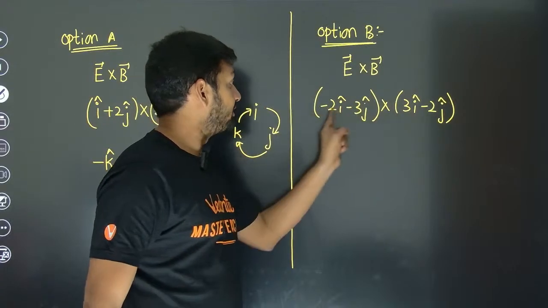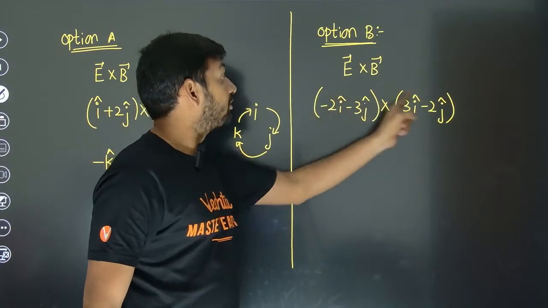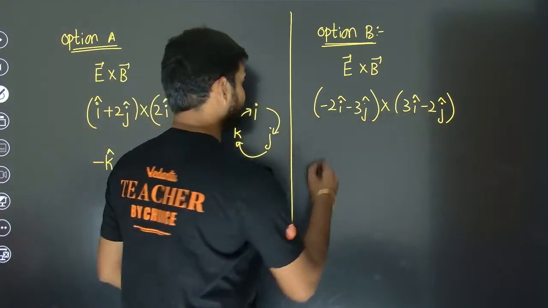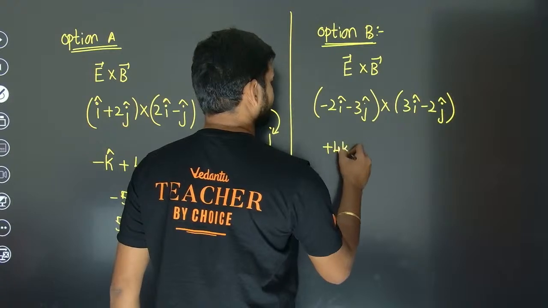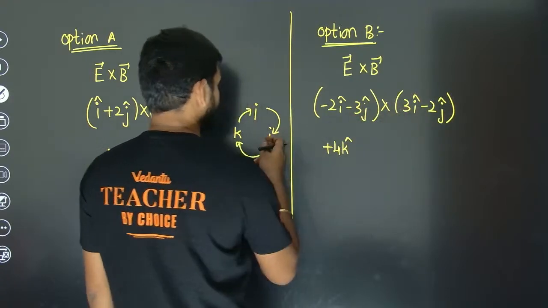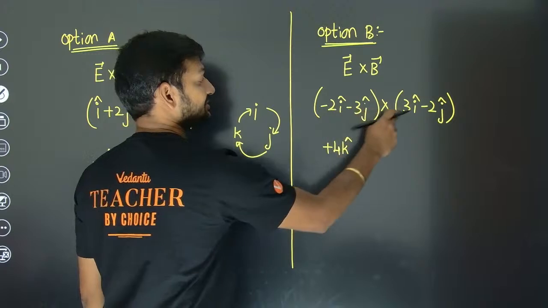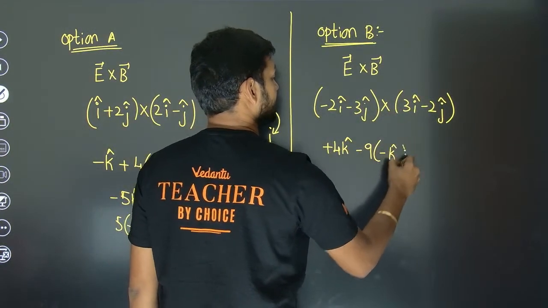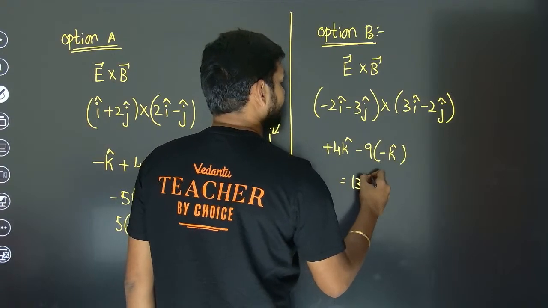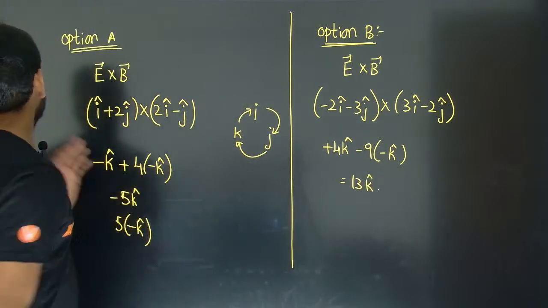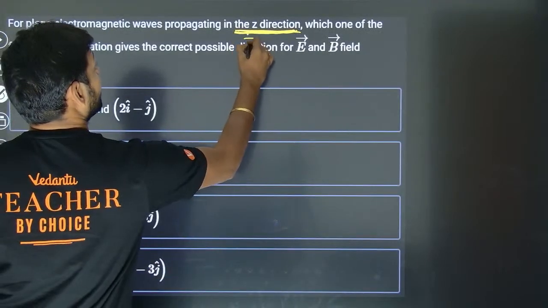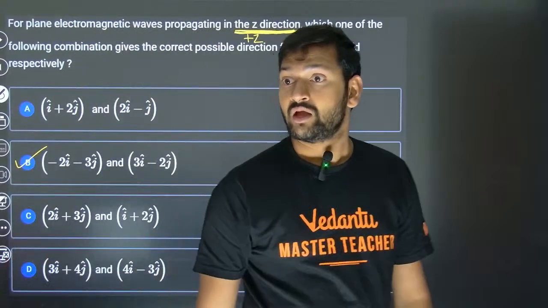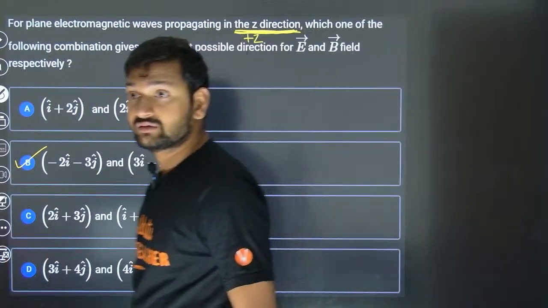So i cross i anyway will give you 0. i cross j will give you k, but you have minus 2 and minus 2, which will become what? Plus 4. So plus 4 k cap. And then j cross i will give you minus k, minus 3 into 3, which will be minus 9 into minus k. So you'll get it to be 13 k cap. Then you better mark option B only. So they should have been precisely talking about plus z direction. Option B has given me that.